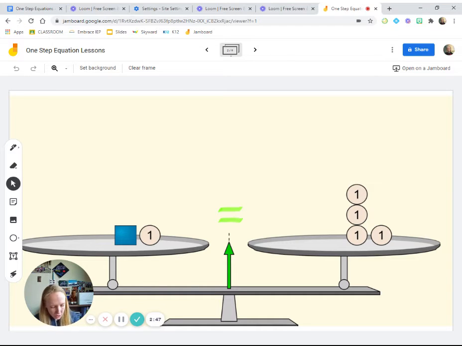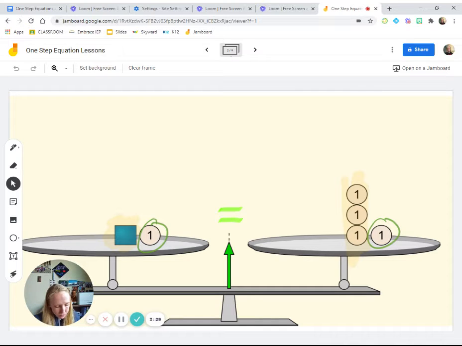Well, I know that there's 1 right here and there's 1 right here. So what's left over? This box right here must equal these 3 1s right here. So what's inside the box must equal 3. In order for both sides to be equal, this side needs to equal 4, just like this side equals 4. You would need 3 more of the 1s to get to 4. So that's a way to look at an equation.